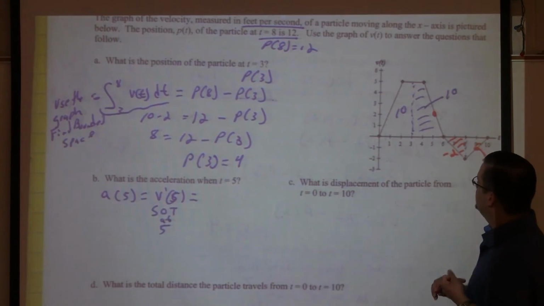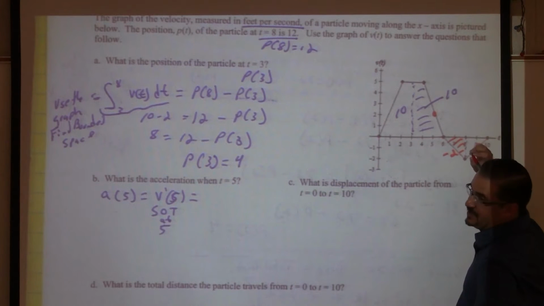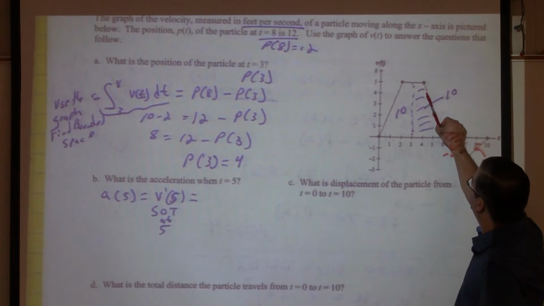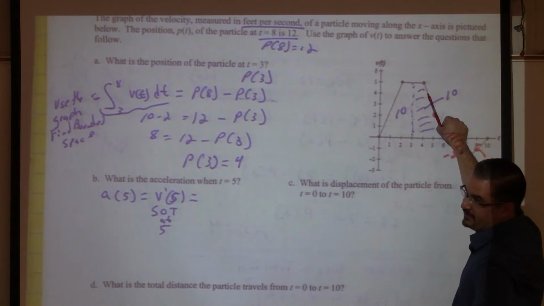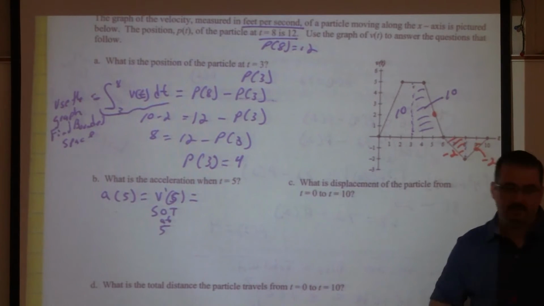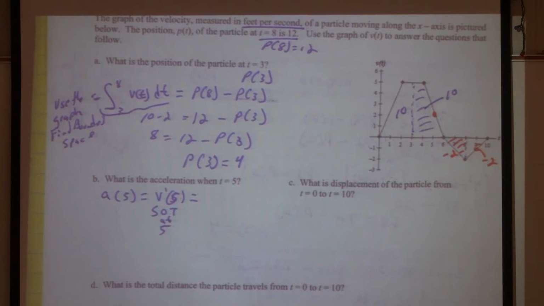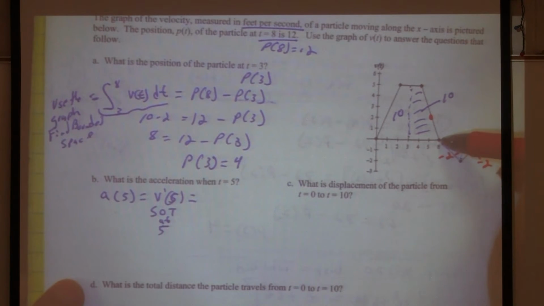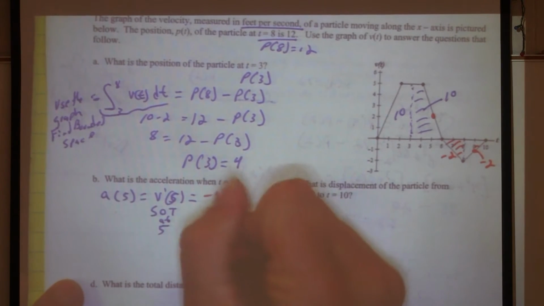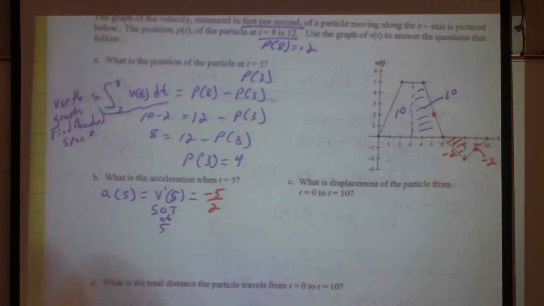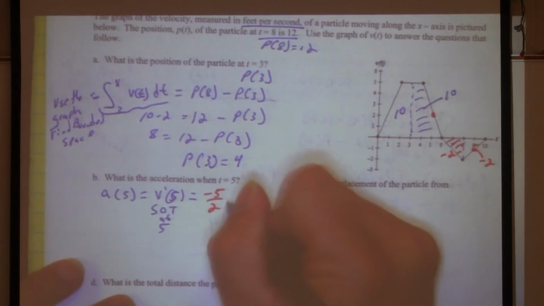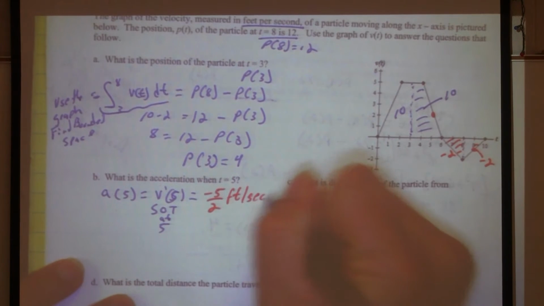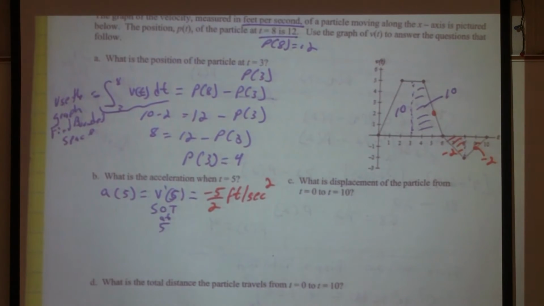-5/2. So the tangent line would end up being on top of this one, right, Anna? Therefore, giving it the same slope as that one, right? So what would the slope of that one be? -5 over 2. And what would the proper units for that be? Feet per second squared. You good, hubby?